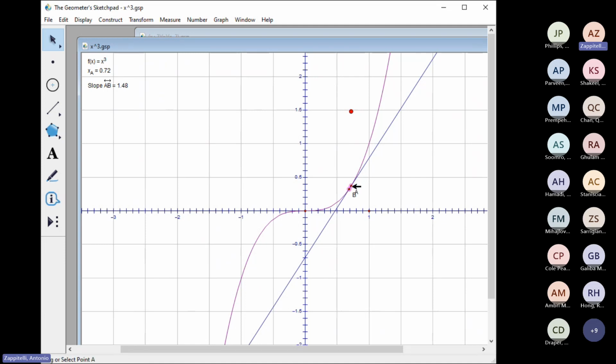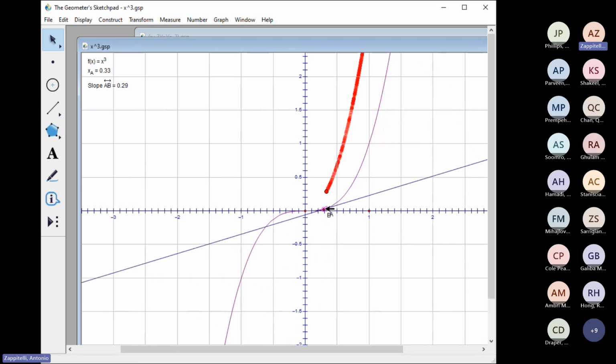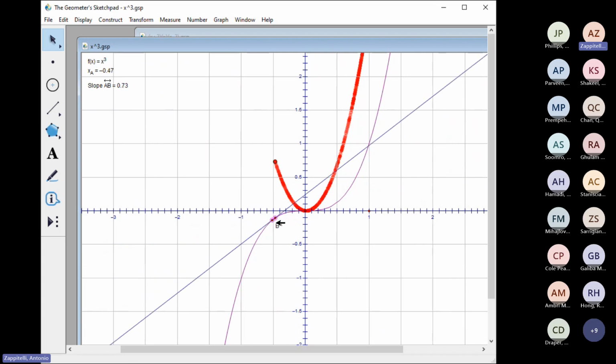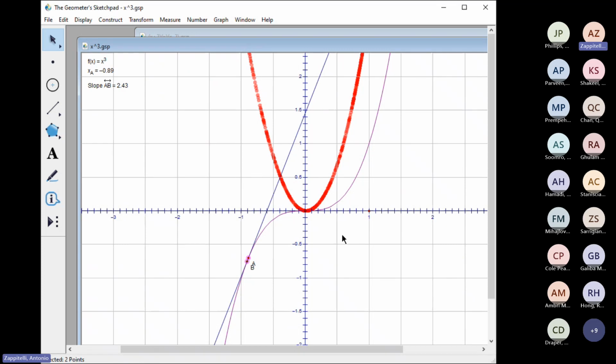Let's move this around, and we see it's getting steeper, steeper, steeper. But now when we move to the left, it's getting less steep, less steep. Eventually it becomes 0. But when I keep moving to the left, the slope is still positive. And look at that. It just creates a parabola. So what we see here is that the derivative of this cubic function is a quadratic function.